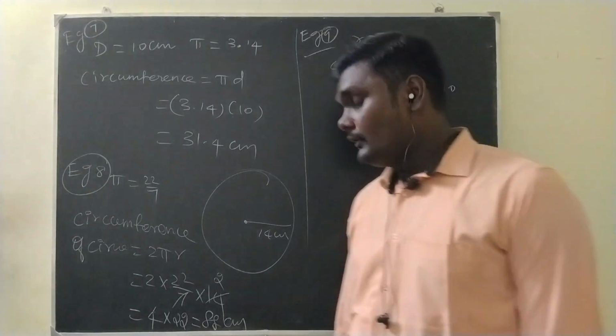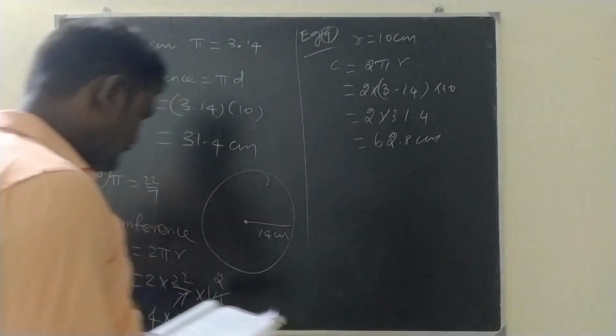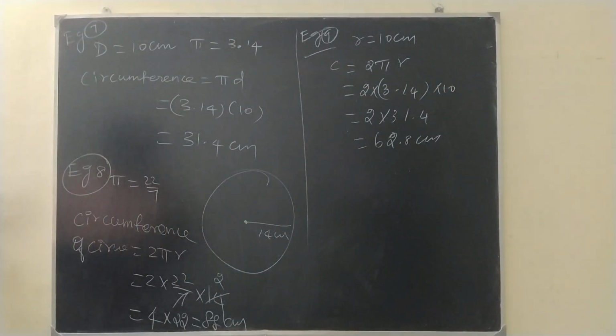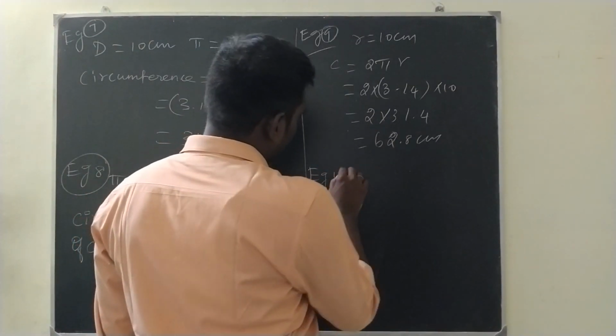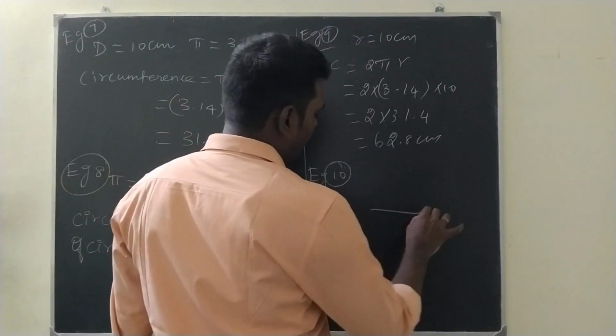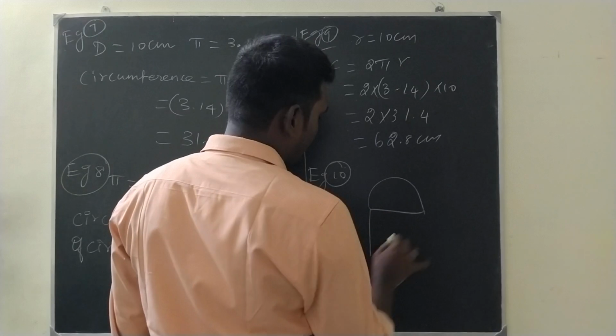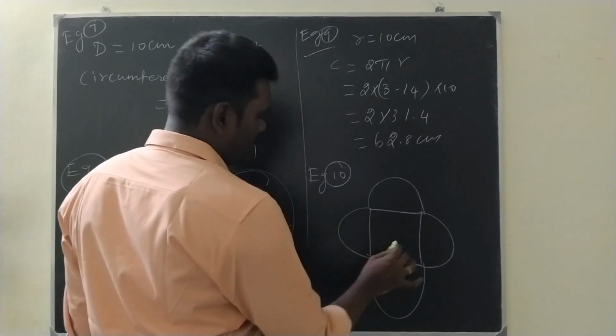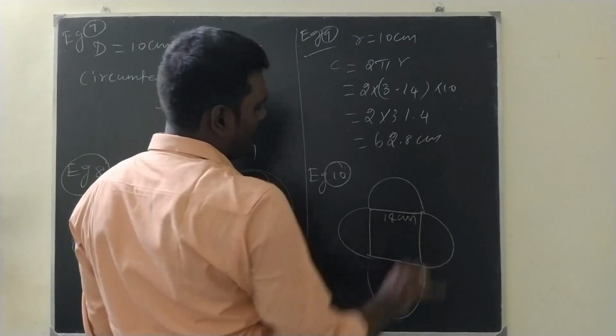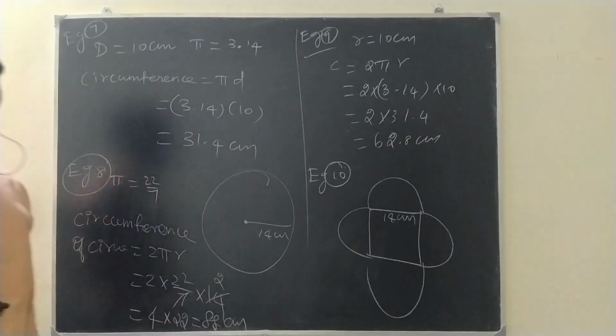Okay, that is it. Next, the example 10. Find the perimeter of the given shape. Use pi is equal to 22 by 7. This kind of shape is given. One square. This side is 14 centimeter. The perimeter we have to calculate.